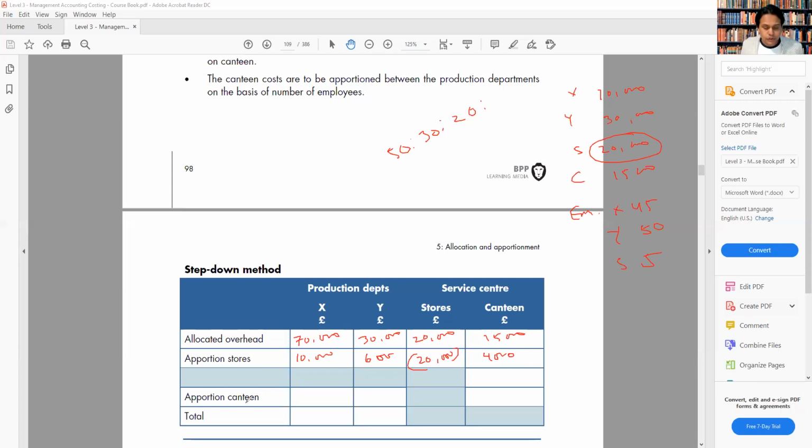Then we reapportion the canteen now. You see the new canteen will become 19,000. Even though the canteen was 15,000 before and 4,000 will be added from the store, the new canteen is now 19,000. This is the step down or indirect method. This is the difference between the direct and the step down method. Now this 19,000 we're going to split based on the employees in X and Y. So 45 and 50 employees, 45 plus 50 is 95, isn't it?